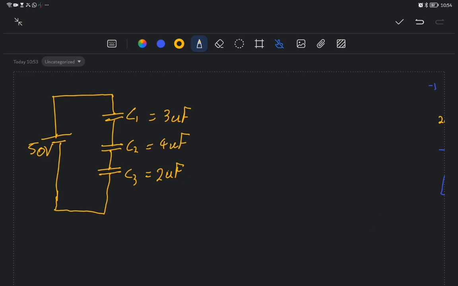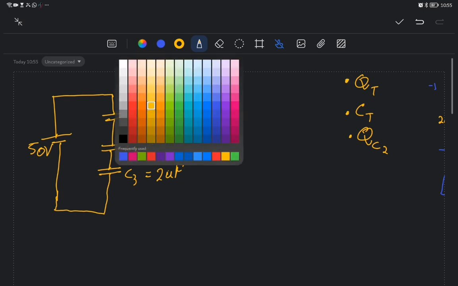They say find Q total, they say find C total, and they say find the charge in QC2. So those are the 3 things they want. So let's go about it. Let's see how we're gonna go through that.